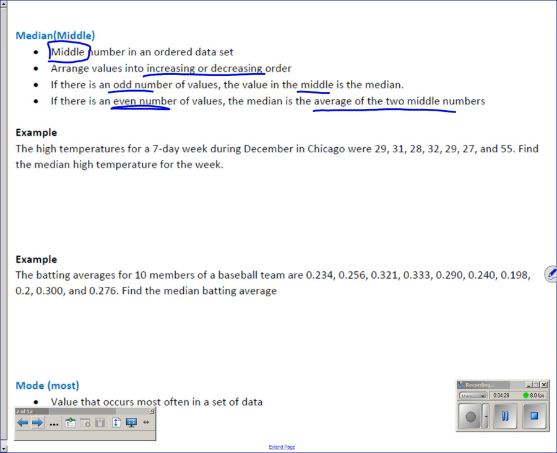Okay. So looking at that last example, we got these 7 numbers. Let's just find the median real quick. You got to put it in order, smallest to largest. So help me here. 27, 28.